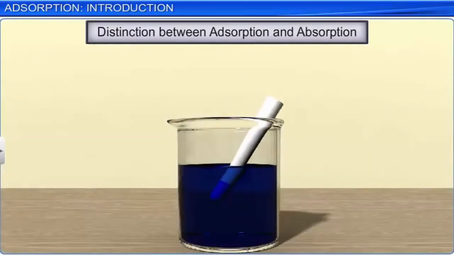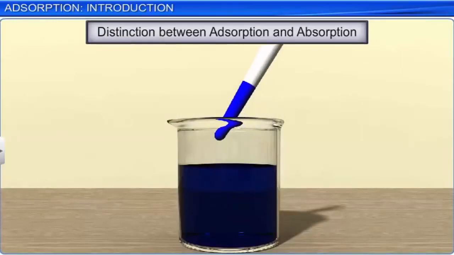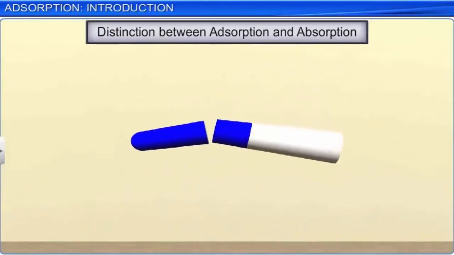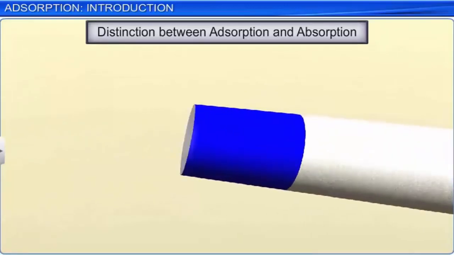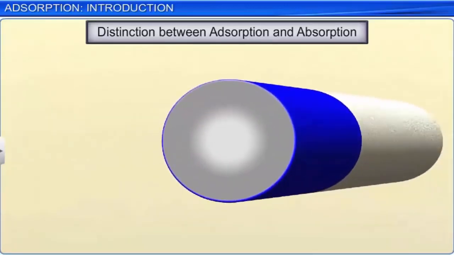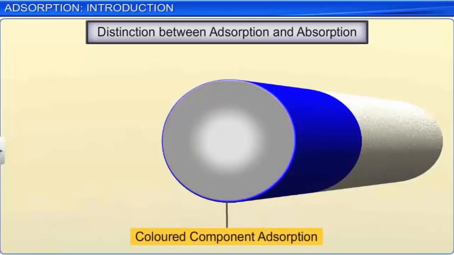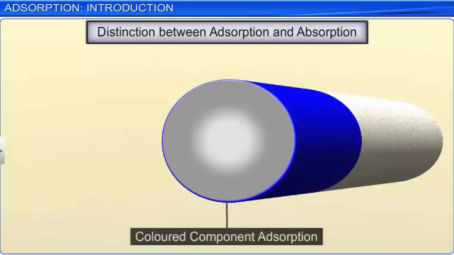If a piece of chalk is dipped in a solution of ink and then broken, it is found that the actual pigment, the ink, is present only on the surface of the chalk and has not moved into the bulk of the solid. However, the solvent in which the pigment was present has uniformly passed into the bulk of the solid. Thus, the color component of the ink has undergone adsorption, while the solvent has been absorbed by the chalk.